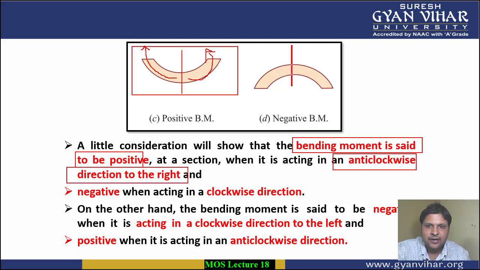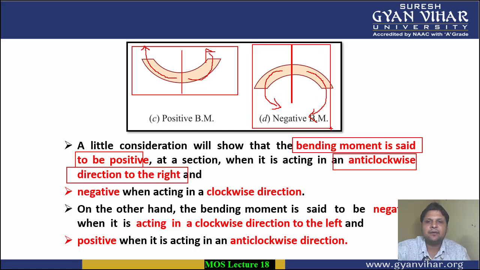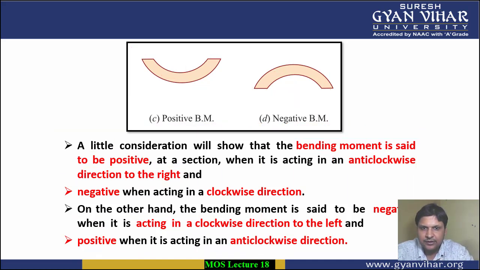Similarly, it will be considered as negative: if, for example, this is the section, and the bending moment is anti-clockwise to the left of the section or clockwise to the right of the section, then it will be considered as negative bending moment. These points you should keep in mind because they will be used while finding the bending moment. So these are the sign conventions for bending moment.